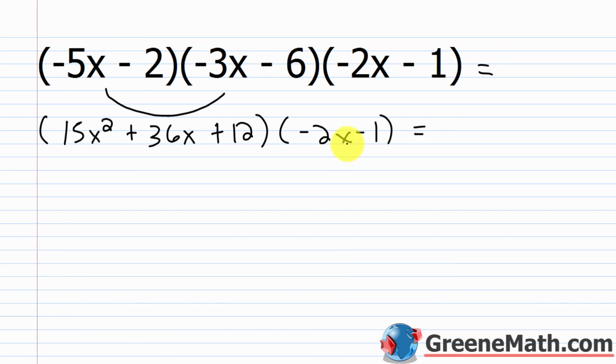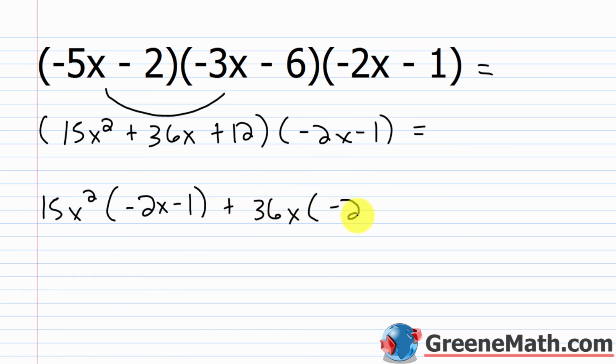So now I have to take each term of this first polynomial and multiply by each term of the second polynomial. I'm going to do 15x squared times this negative 2x minus 1. And then plus 36x times this negative 2x minus 1. And then plus 12 times this negative 2x minus 1.